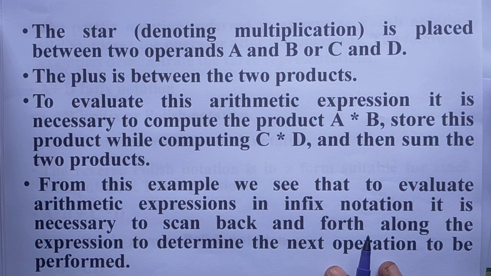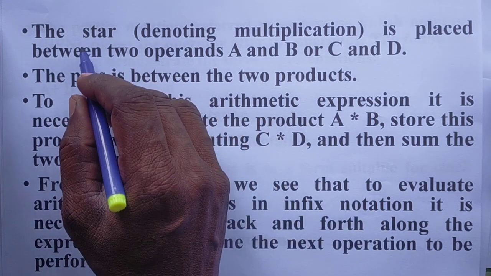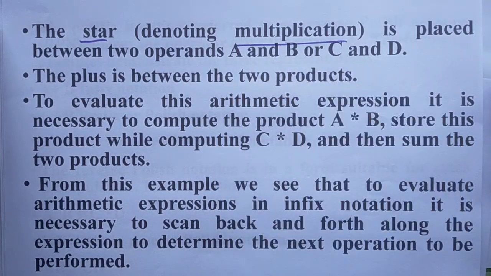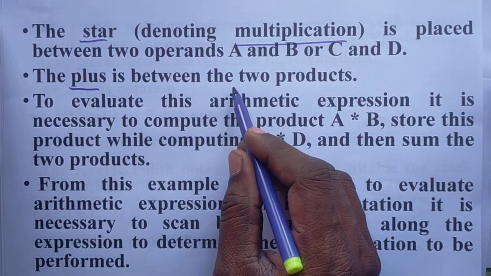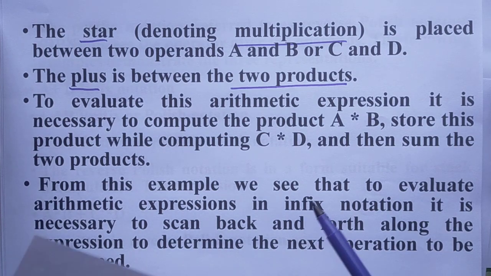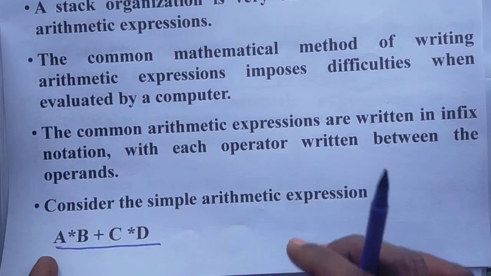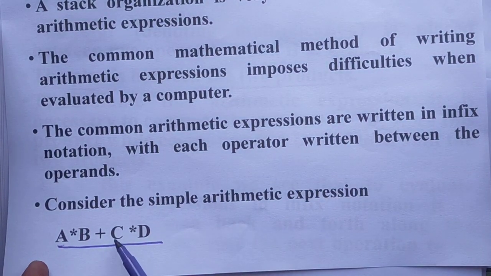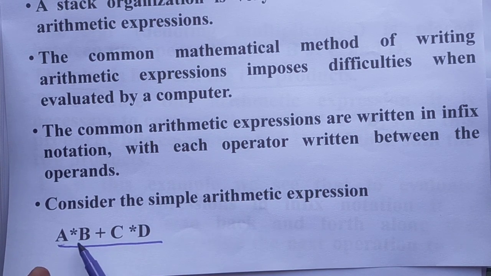If we go through that expression, what happens? Star, as all of you know, denotes multiplication, and it is placed between two operands, a and b, and c and d. After that, plus is placed between the two products. That means a into b plus c into d: the plus operator is in between two products. This is one product, this is the other product.